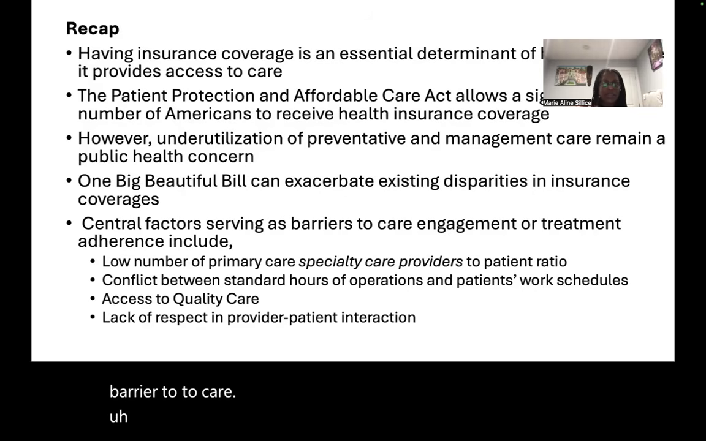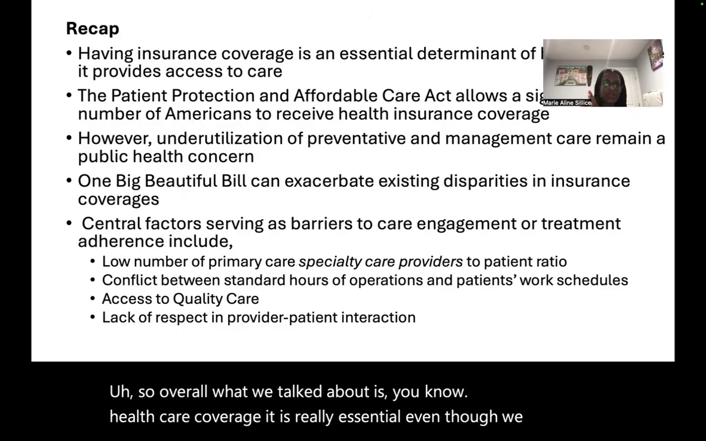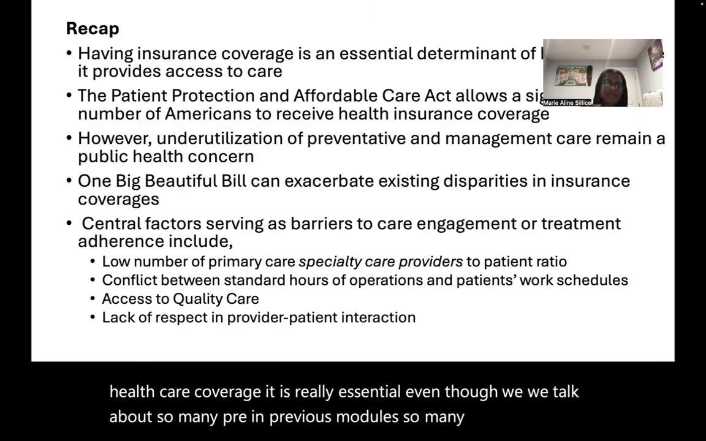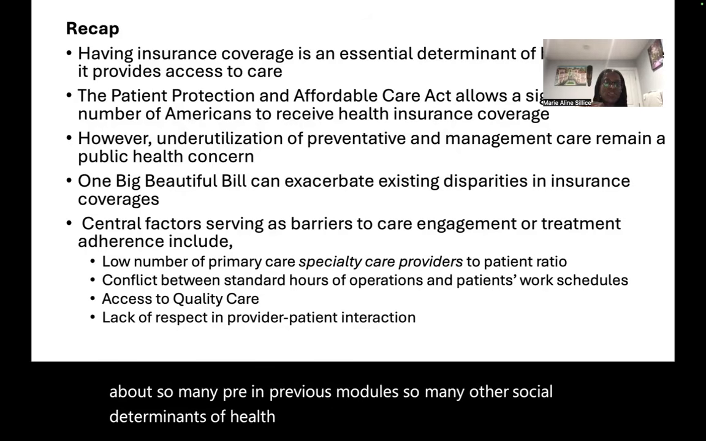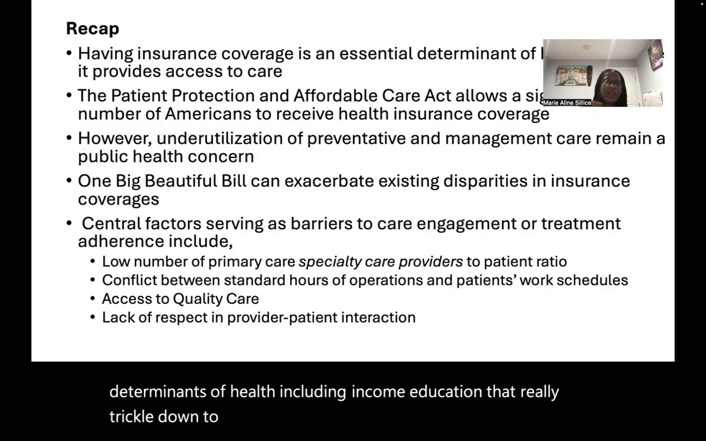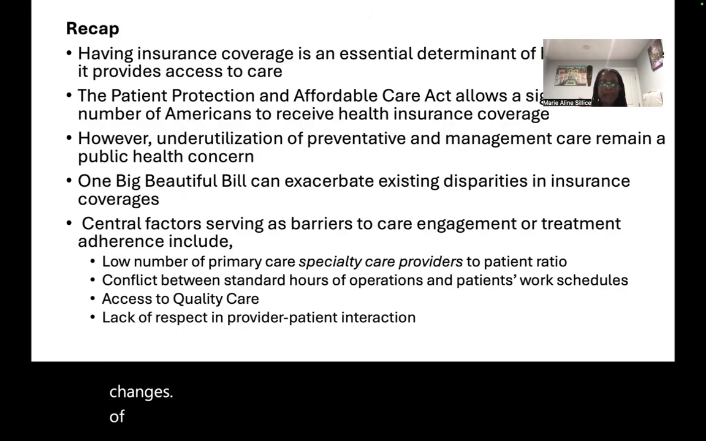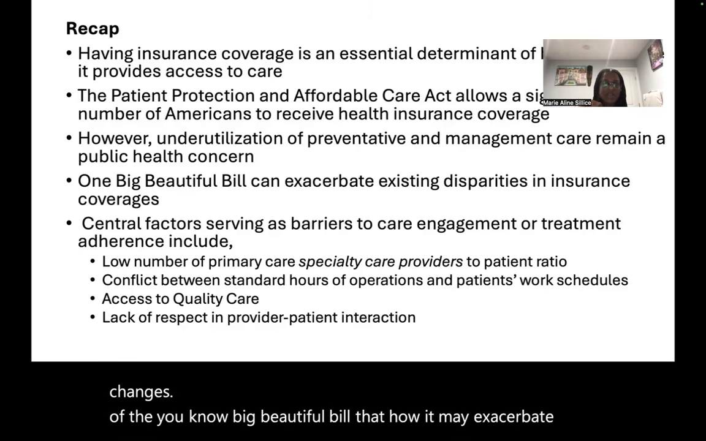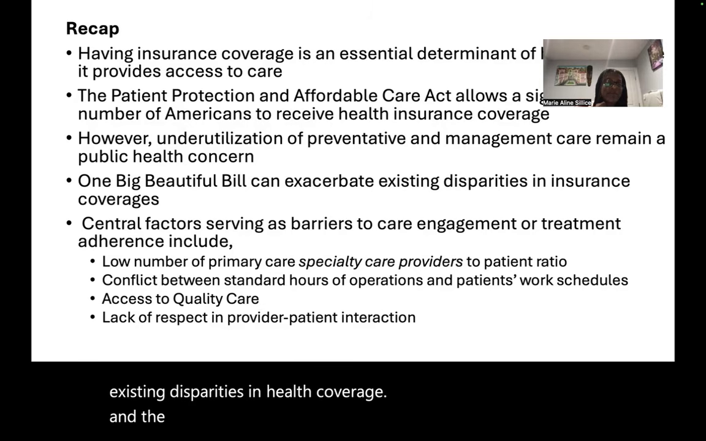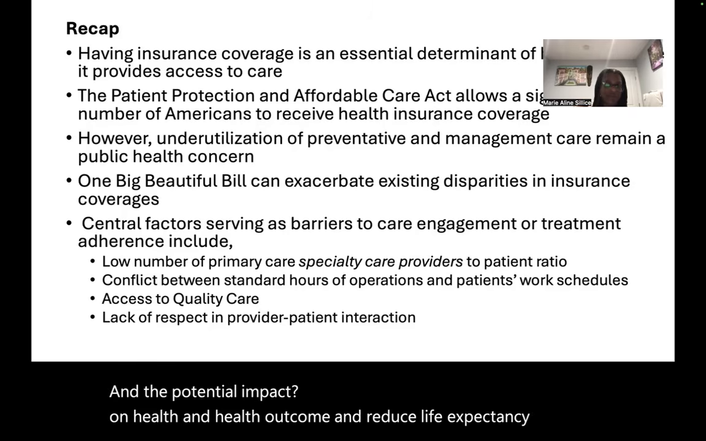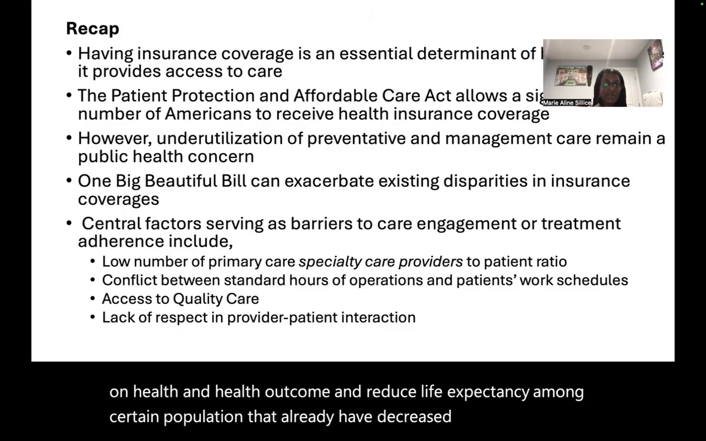So overall, what we talked about is that healthcare coverage is really essential, even though we talked about so many other social determinants of health in previous modules, including income and education, that really trickle down to access. And we talked about different ways in which insurance coverage is obtained, and the impact of the recent changes of the big beautiful bill, how it may exacerbate existing disparities in health coverage, and the potential impact on health outcomes and reduced life expectancy among certain populations that already have lower life expectancy than other groups.